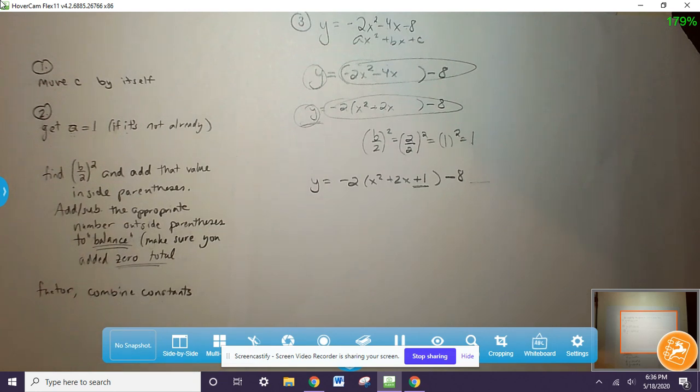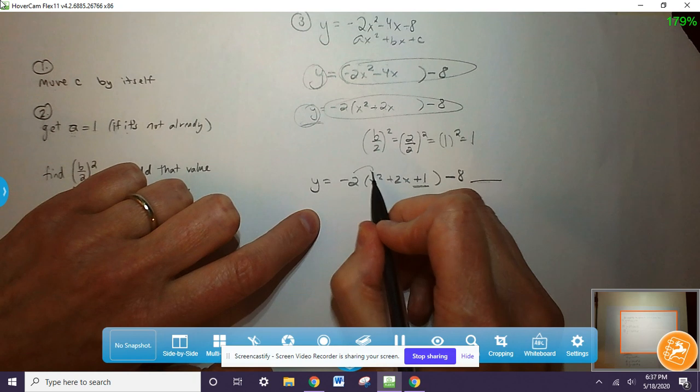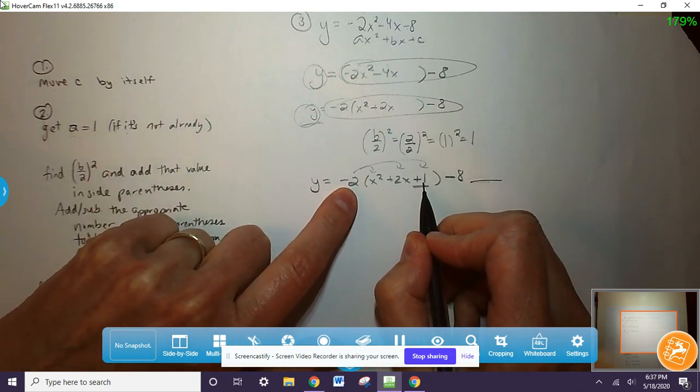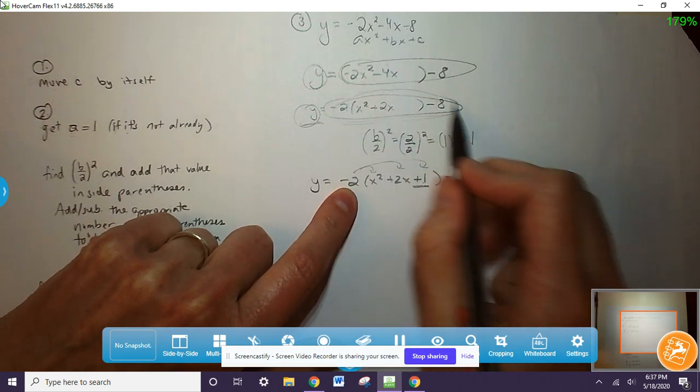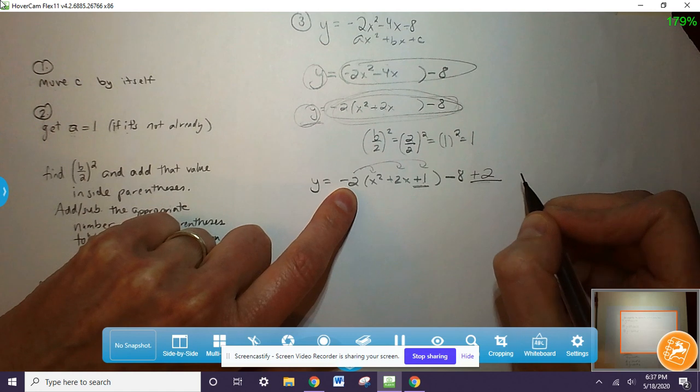So to find that number, we need to think about what we really added. I wrote plus 1, but because this -2 is out front, I really added -2. So if I have taken this side and I've subtracted 2 to balance it out, I have to add 2 back, because then I've added 0 altogether.